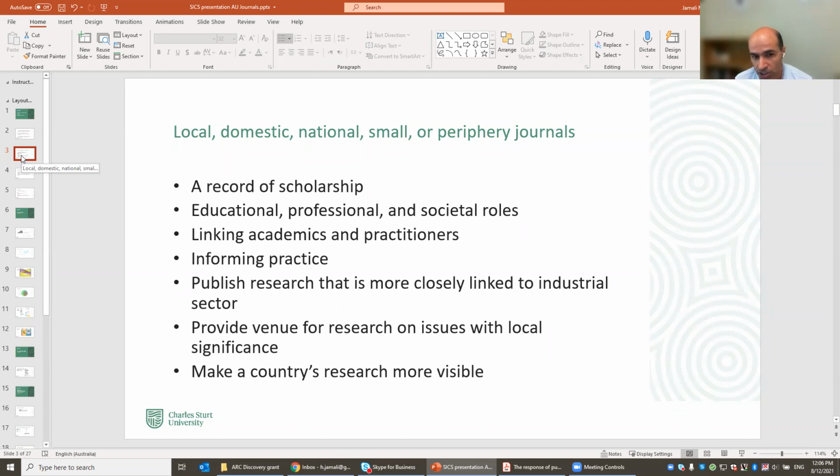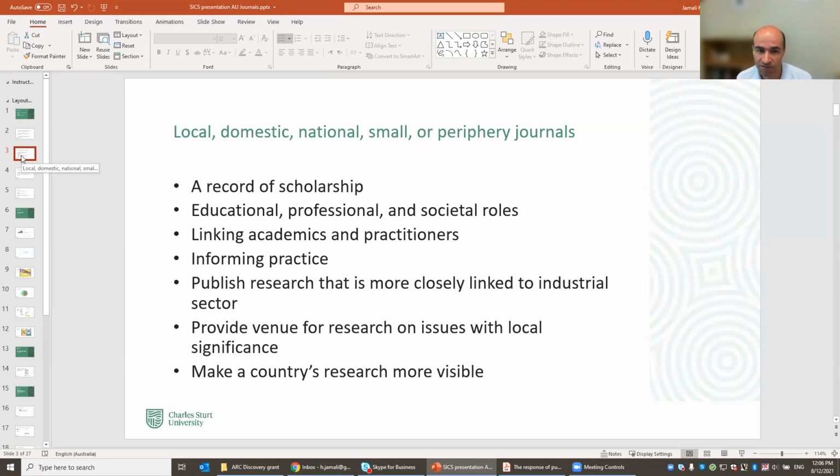And the question changed for me through the course of this research to how these journals can be more sustainably published and do the functions that they are supposed to have. And you can see a list of those functions for journals that can be considered local journals, domestic journals, or national journals. They also sometimes call it small journals or periphery journals.